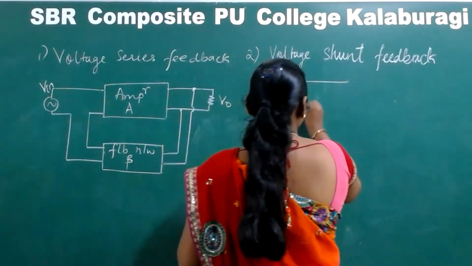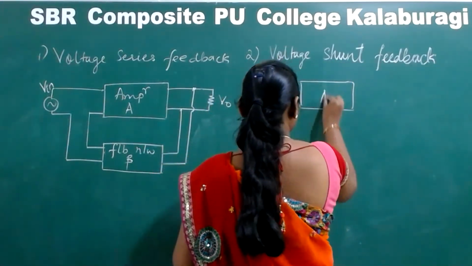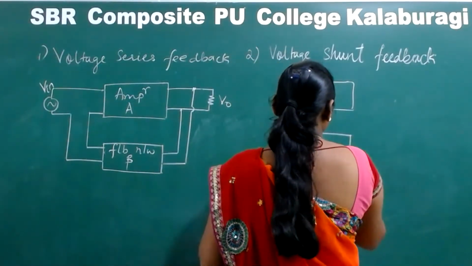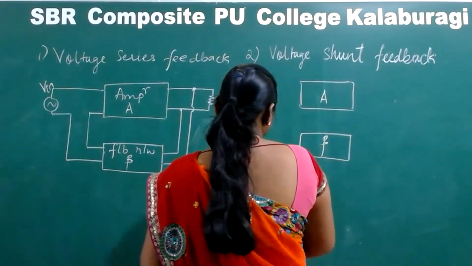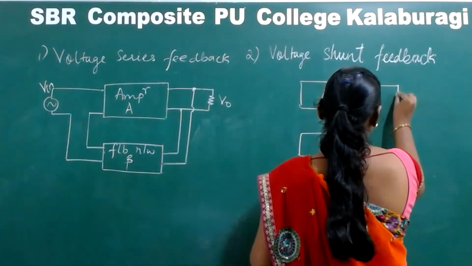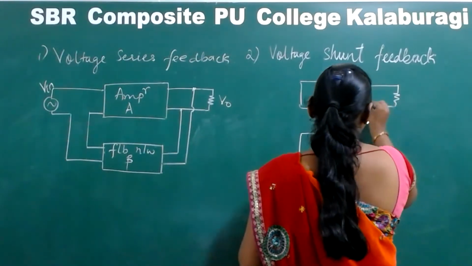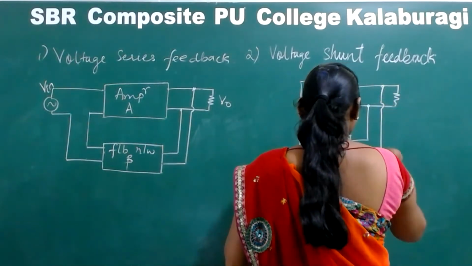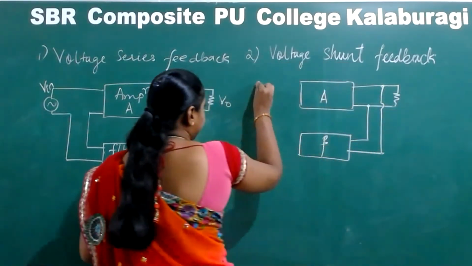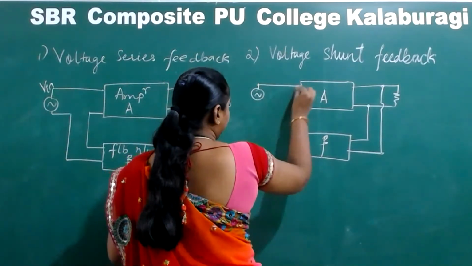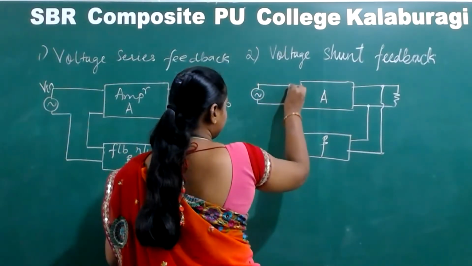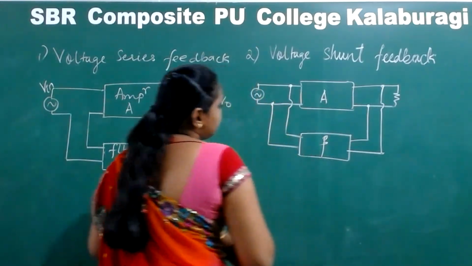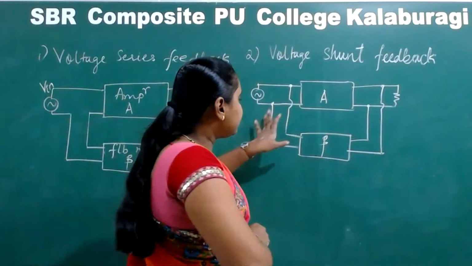Again, an amplifier with gain A and a feedback network with feedback factor of beta. So the feedback I am taking in the form of what? Voltage. So I am making a parallel connection here. And the feedback has to reach the amplifier in the form of what? Voltage itself. So in the form of what? Parallel connection. That's right. See, both sides I am observing a parallel connection.